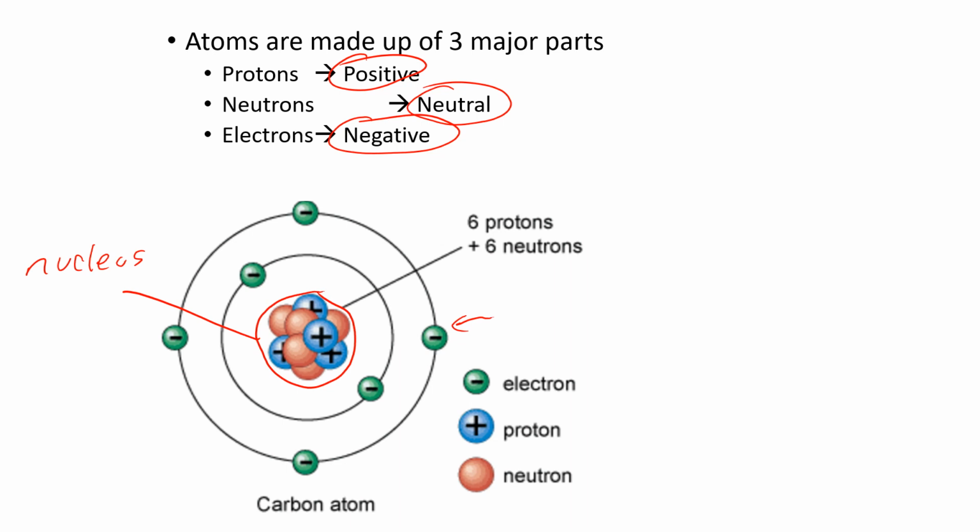Now, we have seen this picture many times in grade 8, many times in grade 9. The next big question is, how did we come to know this stuff? How did we come to know that protons and neutrons are located in the center and electrons are orbiting the outside? So we're going to go through a little bit of the history of how we discovered the atom.